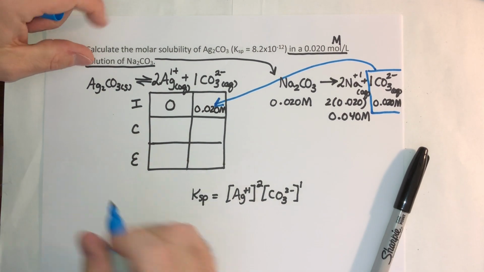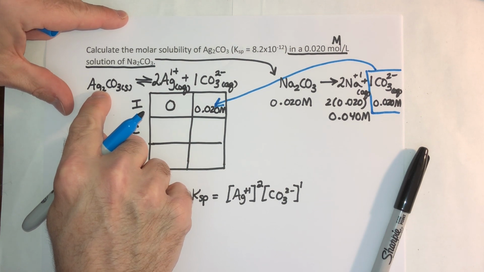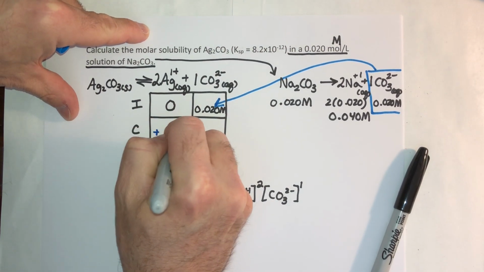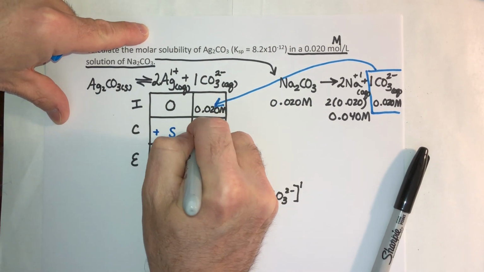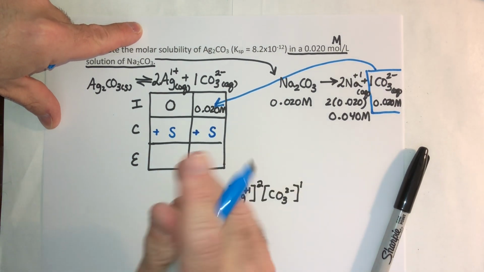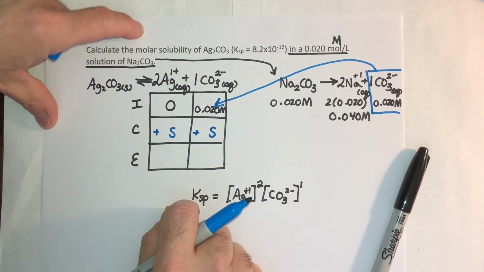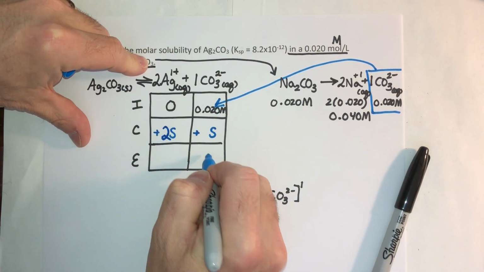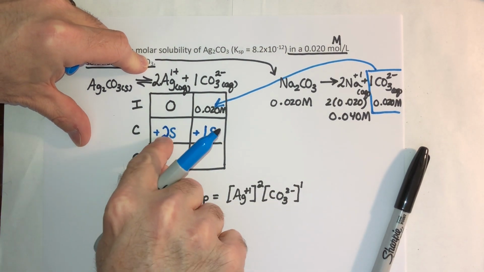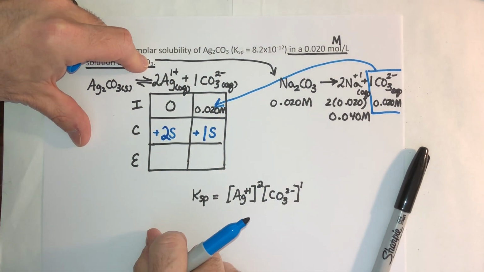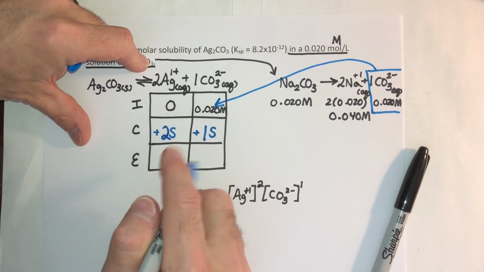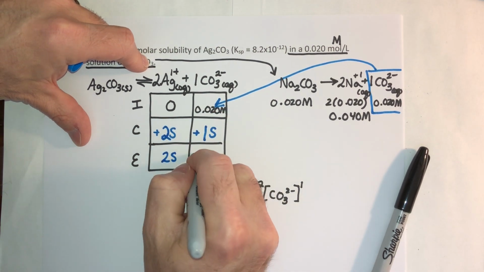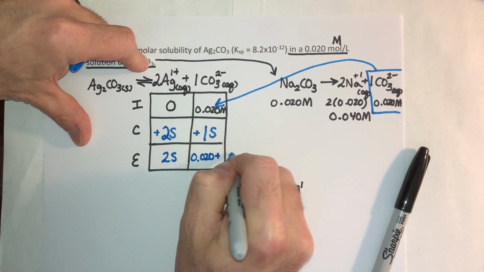Just like the last time, you're going to give this a little bit of time to break up. When it breaks up, you'll get some extra silver, so plus S. You'll get some extra carbonate, so plus S. And you have to keep in mind the numbers used to balance it. Because for every one of these that breaks up, you're going to get 2 silvers and 1 carbonate. You're going to get twice as much silver as the carbonate. Okay, so 0 plus 2S would be 2S. 0.02 plus 1S is 0.02 plus 1S.